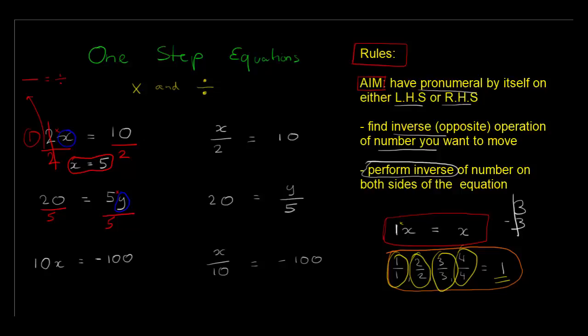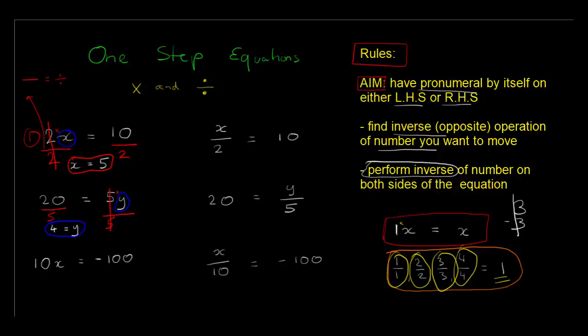Remember, 5 divided by 5 equals 1, and 1 times y is just y. So this crosses out, and we're left with just y on the right hand side. And what's 20 divided by 5? Well, that would equal 4. So now we're left with 4 equals y, and that's your answer. That's what we're trying to aim for. So 4 equals y.